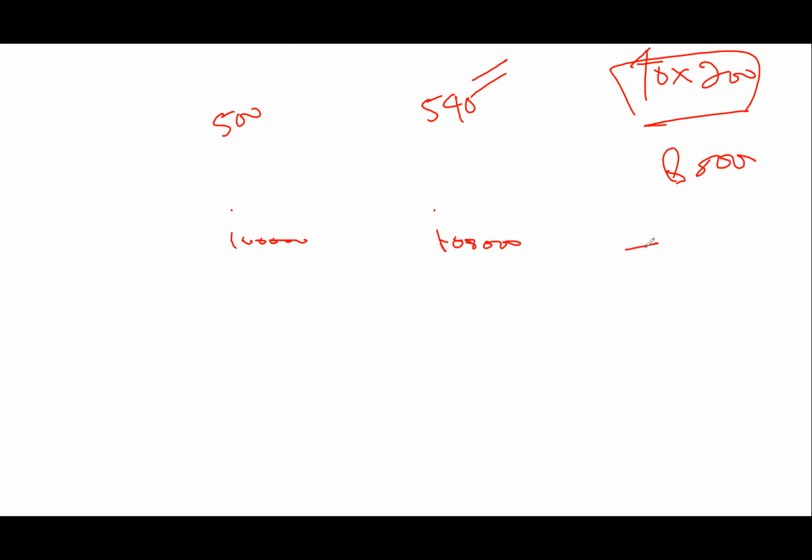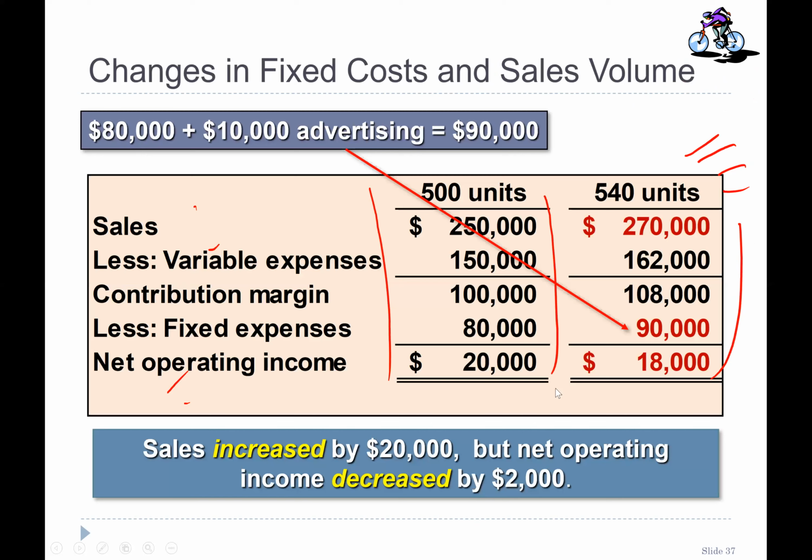But how much we are paying for advertisement, monthly advertisement, 10,000. It means we are losing here 2,000. That would be a 2,000 loss. So is this strategy good? No, this strategy is not good.